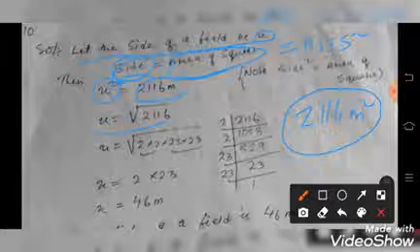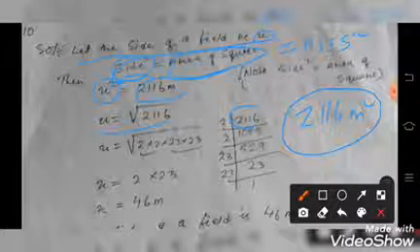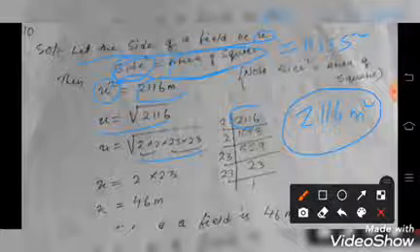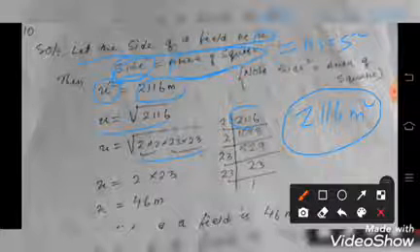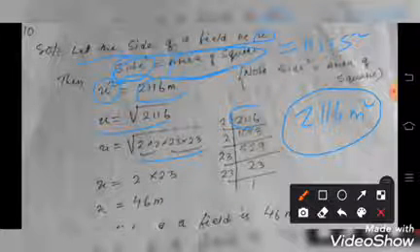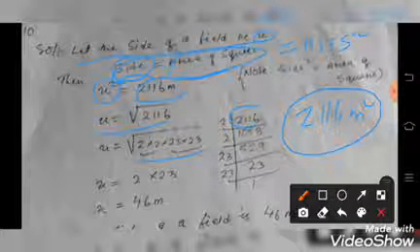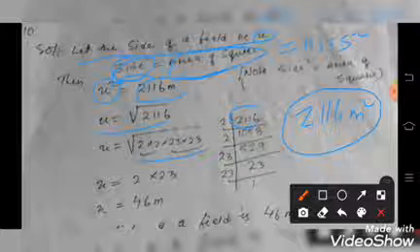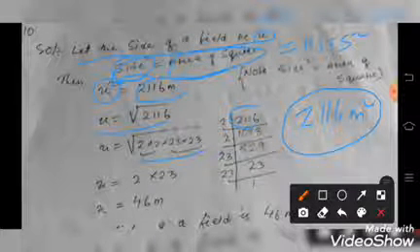Then after that you just factorize this number, and when you factorize you get a number like this. This is a perfect square. So x is equal to 2 into 23, you get 46 meters. So the side of the given square field is 46 meters.